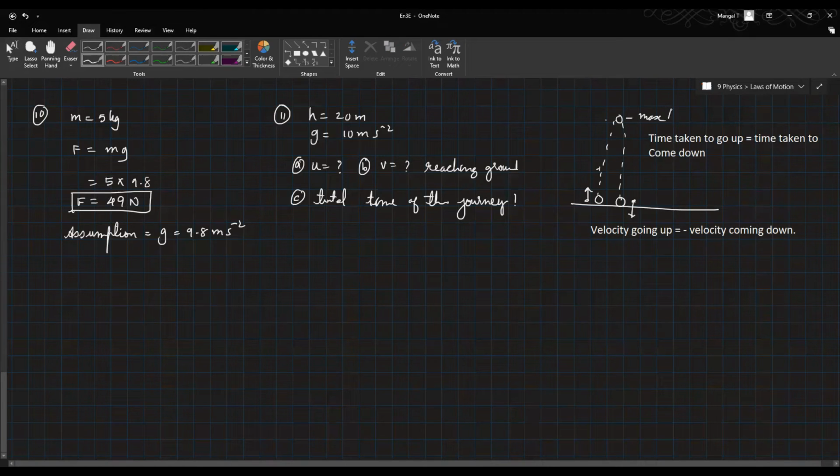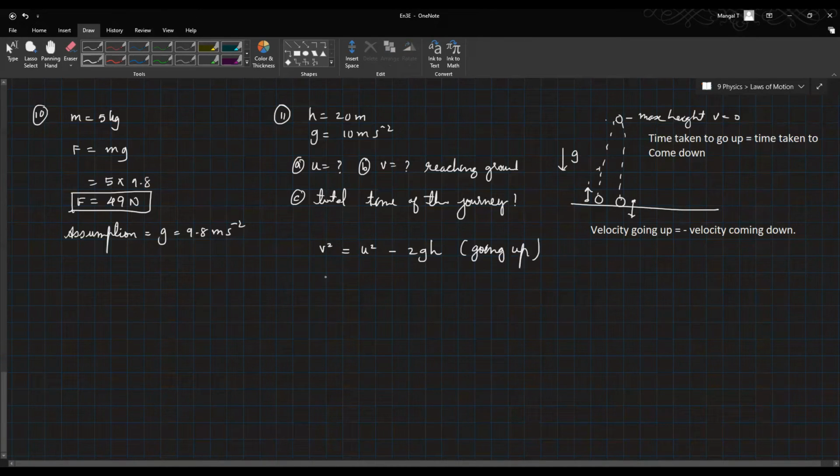At the maximum height, the velocity will be 0. So v² = u² − 2gh. The negative g is because when the ball is going up, g is acting downward. g is always acting downward. So the acceleration due to gravity is directed opposite to the motion of the ball. That's why g is taken negative.